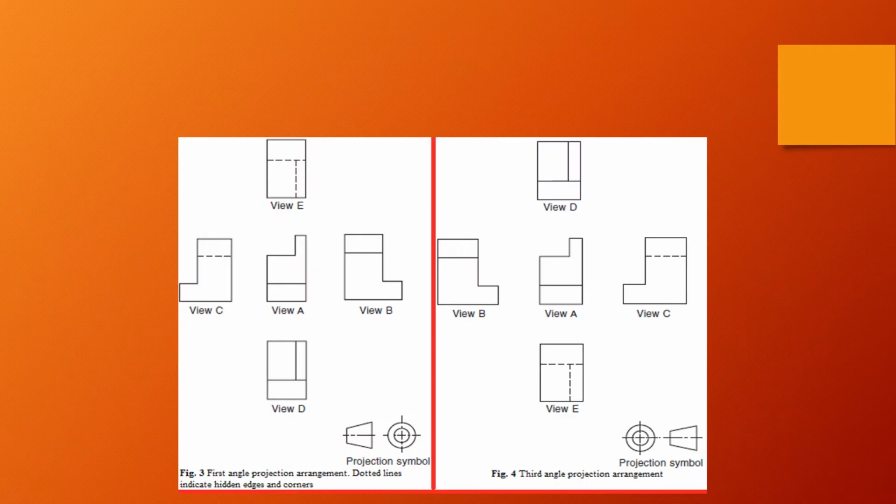Let's move on. Okay, here is the projection symbol. The first angle projection arrangement, this one, according to the previous object, and the dotted lines indicate hidden edges and corners. This is the projection symbol for the first angle. That is the projection symbol for the third angle, according to the second picture of our object.